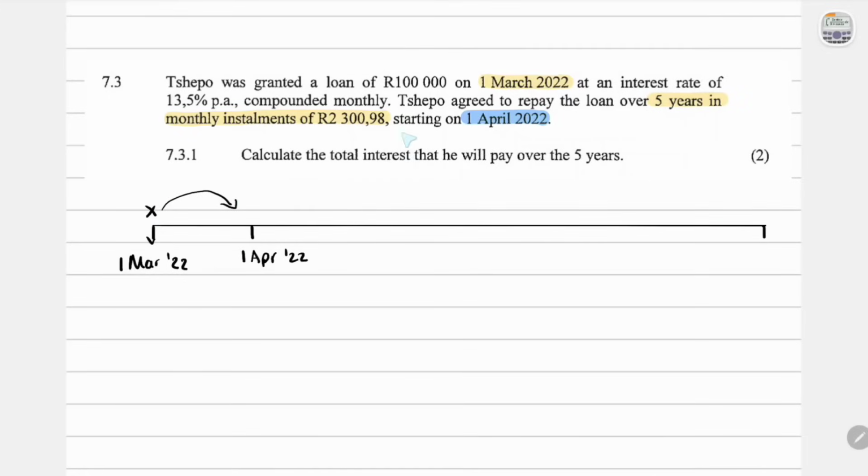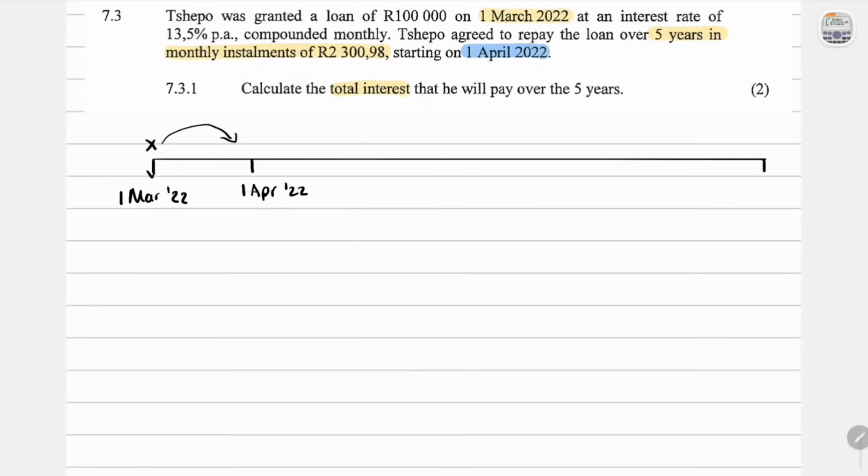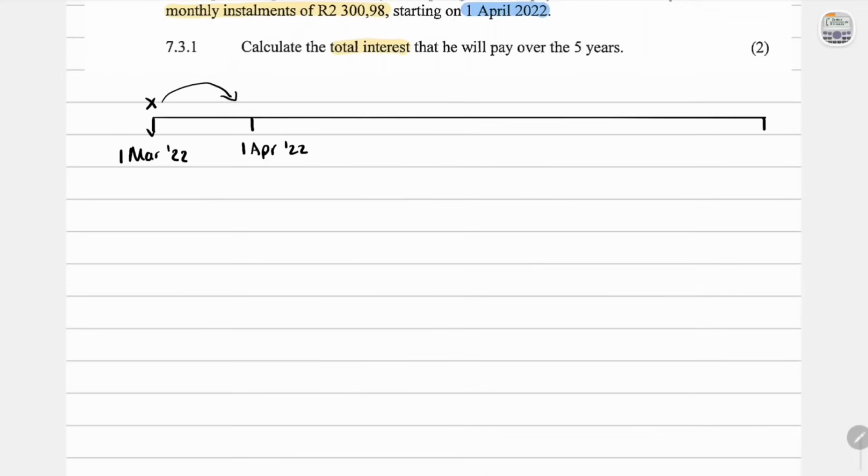But the main point here is to find out the interest, because they say calculate the total interest he will pay over 5 years. So how do we find the interest? Well, interest is the extra money you are giving the bank. So to find this interest, you can look at interest like extra. Let's just find out how much he gives them extra, because this whole story is about Tsepo giving back that money to the bank. But he's of course not going to give them 100,000. He's going to give them more.